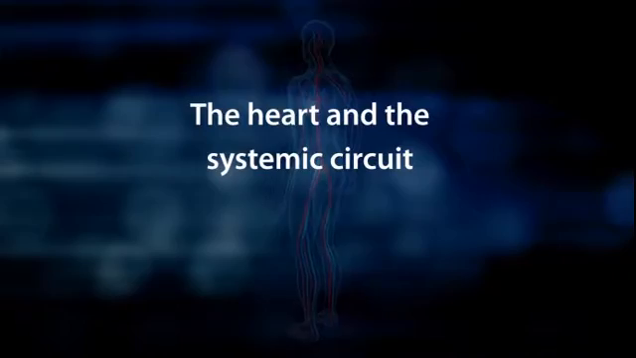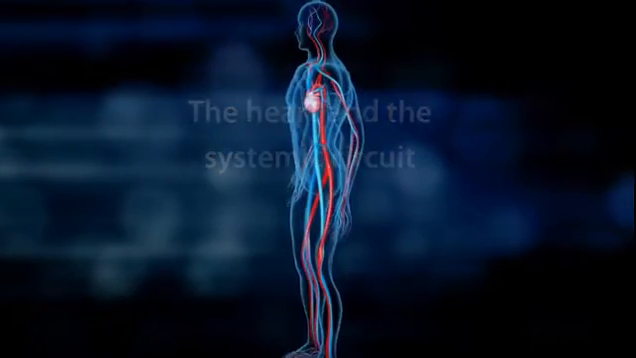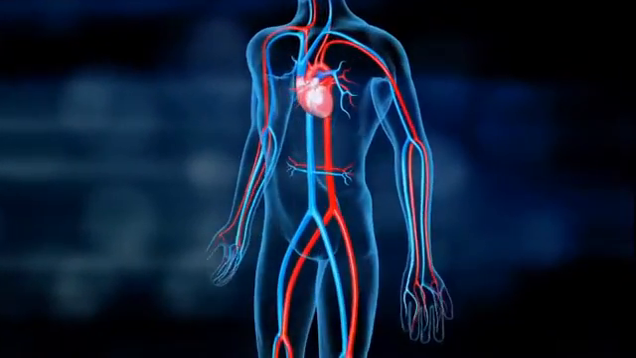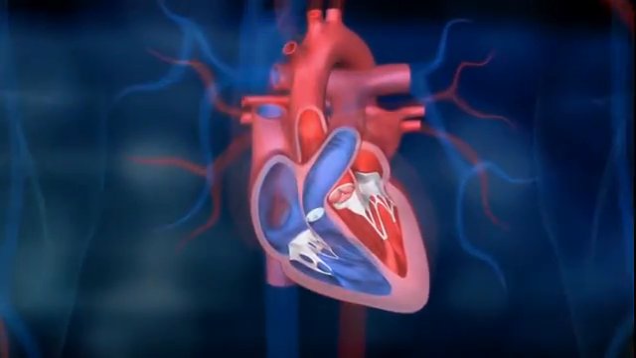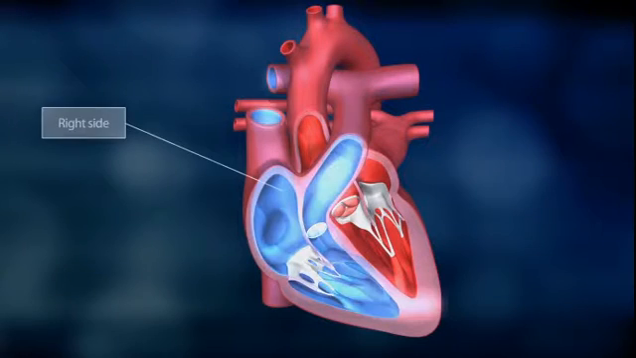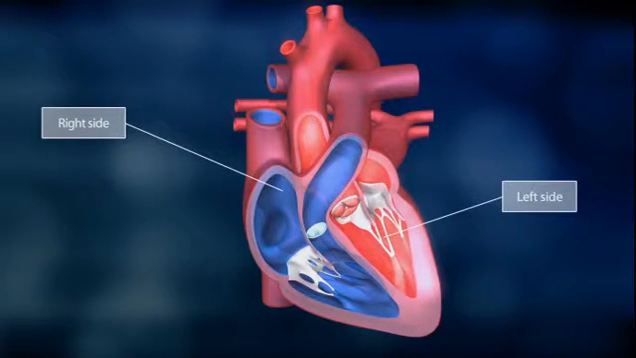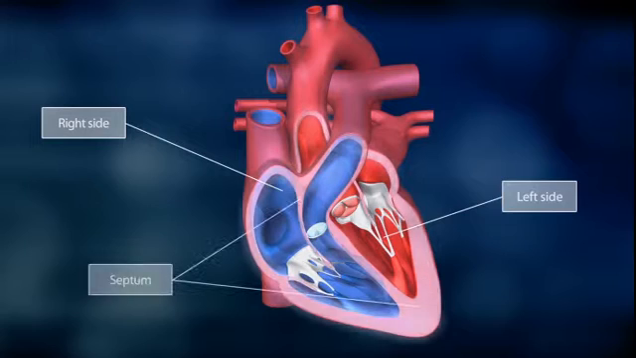The heart is a muscle that pumps blood into the entire body through rhythmic contractions, supplying all organs with sufficient oxygen and other necessary substances. The heart is divided into a right and a left side. The two sides are separated by the septum.